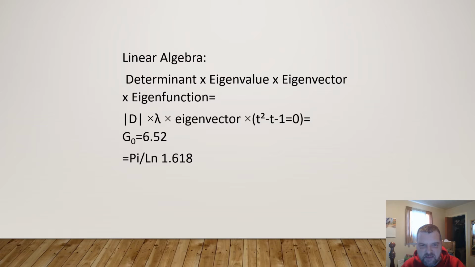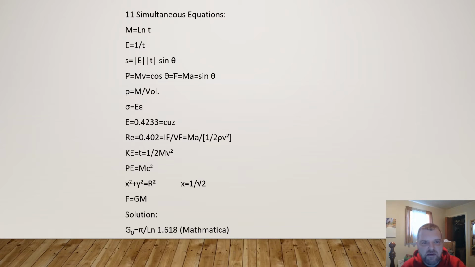And from using Mathematica, the programming computer language, it solved a system of equations of 11 equations, as we shall see. And the result was that G naught is equal to pi divided by the ln of 1.618. 1.618, of course, is the golden mean. So pi divided by the ln of 1.618. I don't know why that is. Someone else can think about that and maybe come up with a reason why that is. So there's your 11 simultaneous equations.